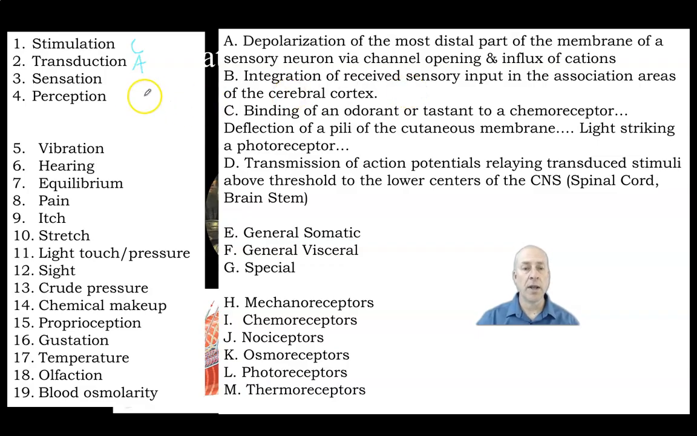Sensation, that's going to be getting you into the CNS, right? Action potential sent into the CNS. Now it's on record. I sense this somewhere in my lower CNS.